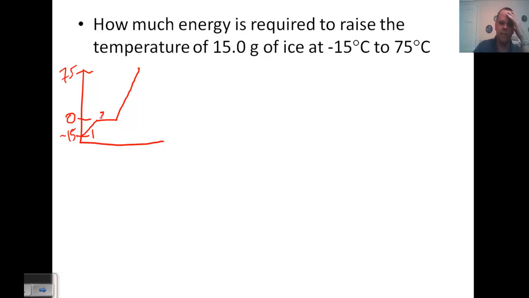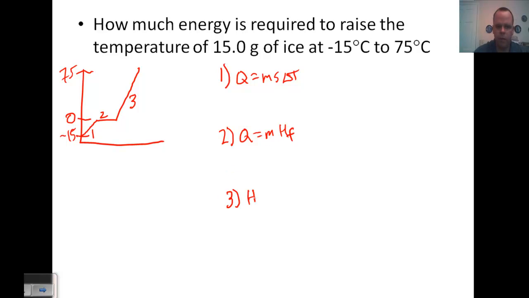There are 3 sections to this graph, so we're going to have to do 3 separate equations. Section 1, we'll use Q equals ms delta T. Section 2, we'll use Q equals mHF because it's melting. And section 3, we'll use Q equals ms delta T. Now for each of these, Q, mass, 15.